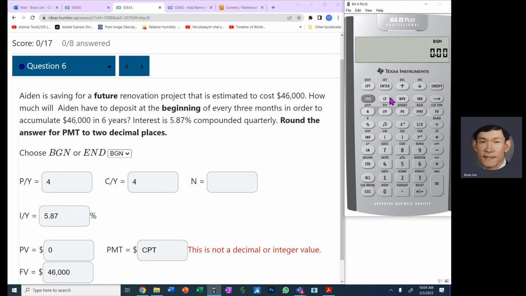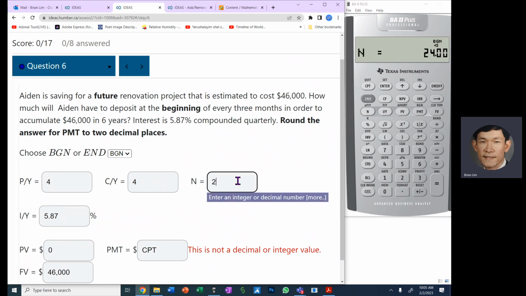Okay, so we have the fours in there. All right, no, we haven't done that yet. Sorry, we just switched to begin. So PY is 4, and so is CY. So we can come out of here. Right, that has been entered. So we have begin and we have the PY and CY. Now, how many years is this going to be for? It's for 6 years. So we go 6, second, N.